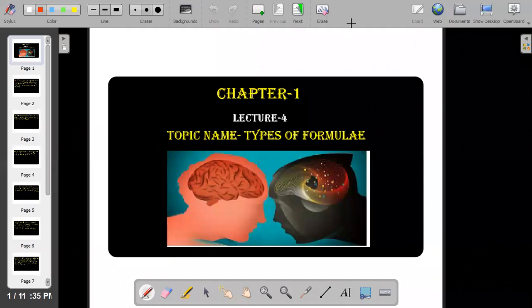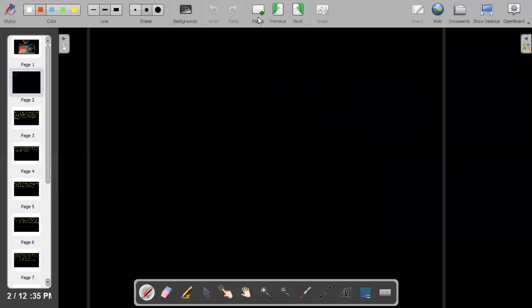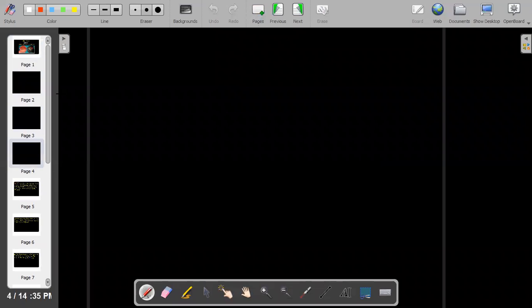So today we are going to discuss a new important topic, that is types of formulas. Clear? Now, what are types of formula? Wait for a moment. Now listen. A chemical formula can be represented in various types. What are these?